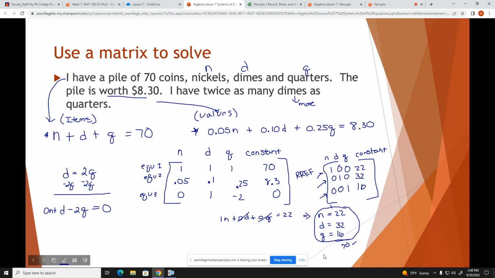And so I didn't have to do algebra by hand to solve the system of equations with three variables, which would have been a lot of algebra. So there are other examples. If you want to see us go through another one, you can watch another video, but this is how I would use the matrix feature on my calculator to solve a system of equations.